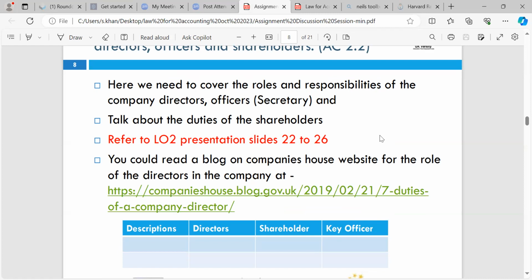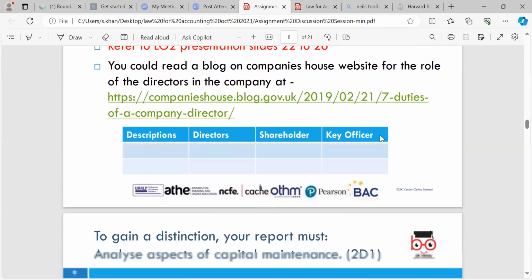You need to have a look at the role and responsibilities. You could go to that Companies House blog, which will give you the description of the roles and responsibilities. But they are on Learning Outcome 2, presentation slides 22 to 26. So this covers task 1.